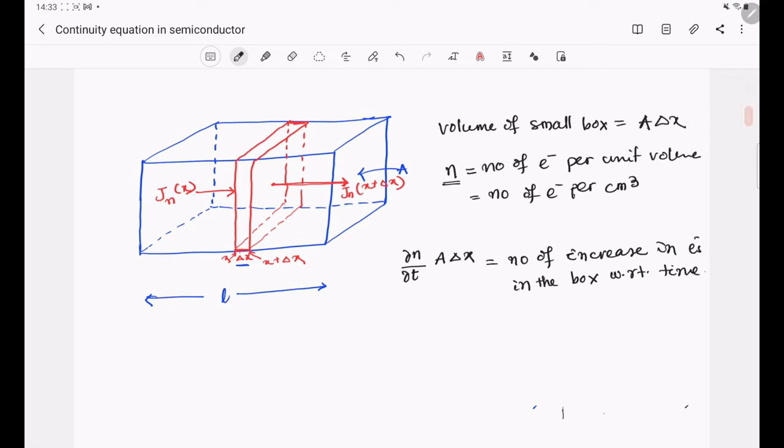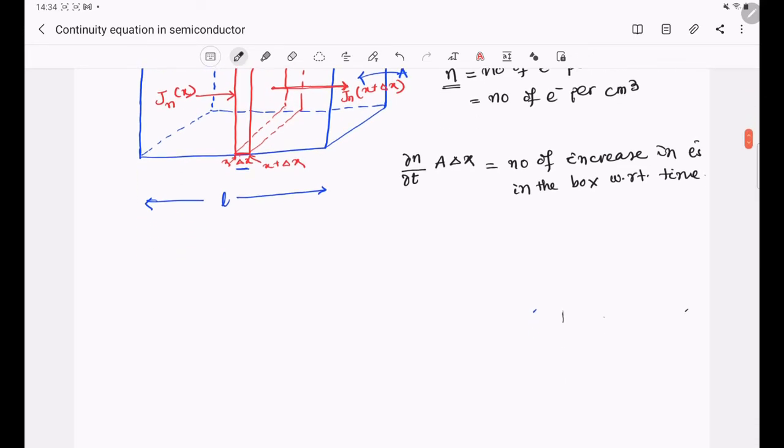Now suppose Jnx is the current density that is entering into this small box, and Jn(x plus delta x) is the current density that is moving out from this box. As we have assumed that the number of electrons in this small box is increasing, when will it increase? It will increase when the outflow current is less than the inflow current. That means Jn(x plus delta x) is less than Jnx, or the opposite is also true, that is, Jnx is greater than Jn(x plus delta x).